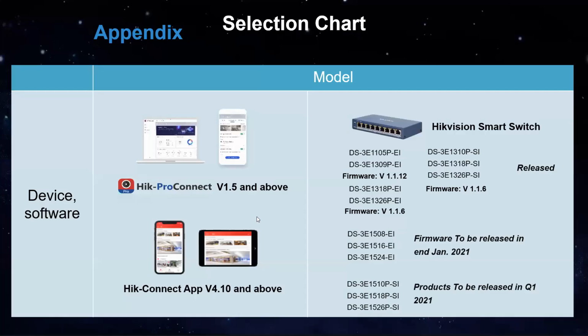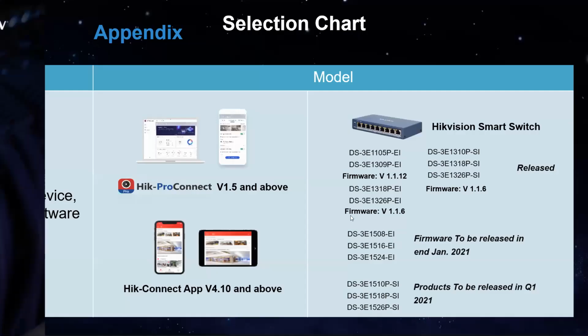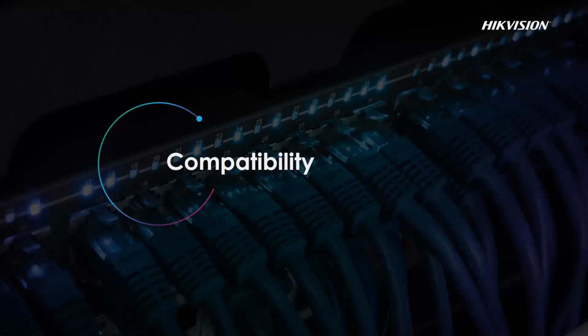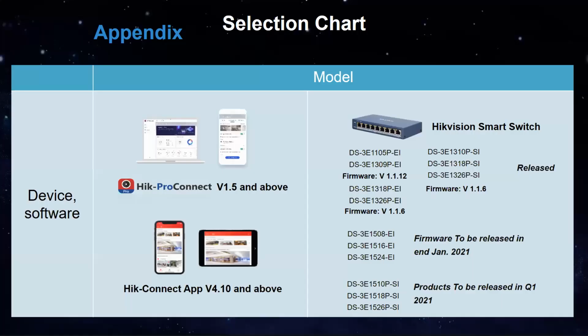With the demo side of things completed, we're moving on to compatibility. As we've been talking about the switch solution itself with the Pro Connect, with the High Pro Connect, you need to be running version 1.5 and above, and the normal High Connect app is version 4.10 and above. It's updated to the latest version, so you won't miss it there.